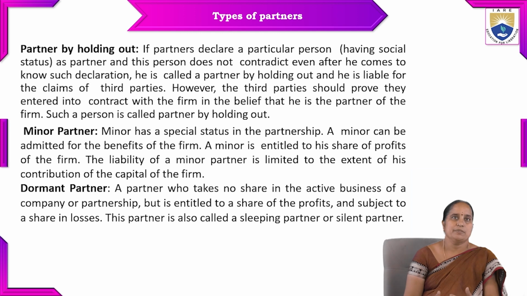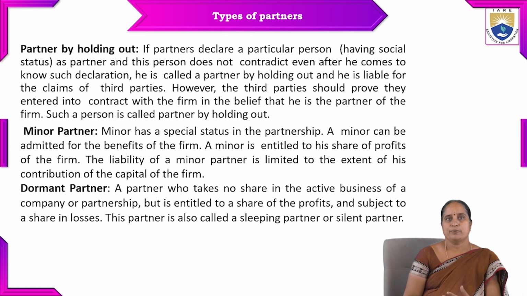And next type is partner by holding out. If partners declare a particular person who has social status as partner, and this person does not contradict even after he comes to know of such declaration, then that type of partner is known as partner by holding out, and he is liable for the claims of third parties. However, the third party should prove they entered into contract with the firm in the belief that he is the partner of the firm. So, such a person is called partner by holding out.